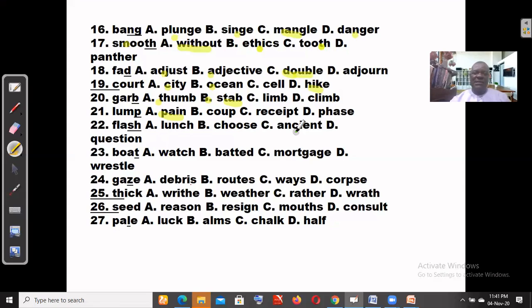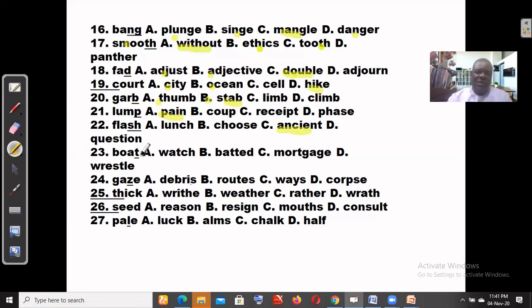Option C is ancient. Again, we find that the sound is here, ancient, ancient of days, all right? So it's quite pronounced here. D is question. Even though we have that sound in question, yet it's combined with T. So in ancient, we have the sound conspicuously featuring in that word. So we pick that option.